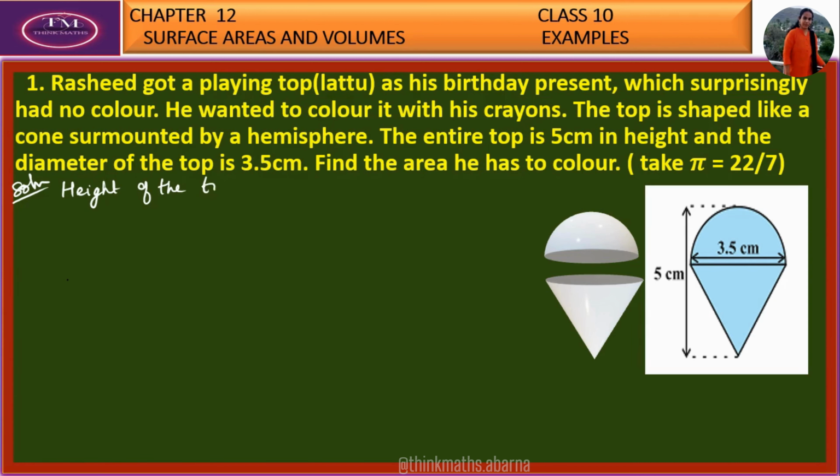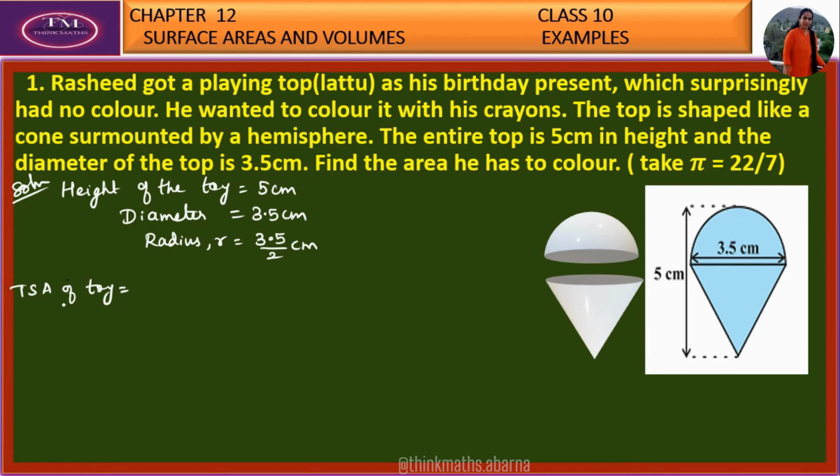The height of the toy is equal to 3.5, not 3.5. The height of the toy is 5 centimeter. Diameter is equal to 3.5 centimeter. So radius r will be 3.5 by 2 centimeter. Okay, children. Now we have to find out the total surface area of the toy.